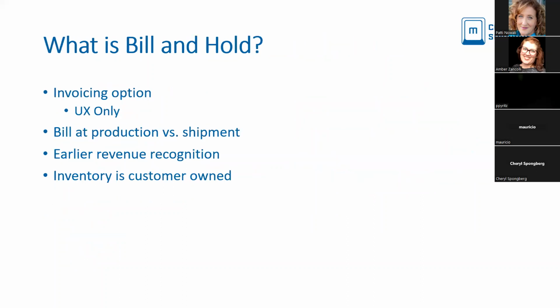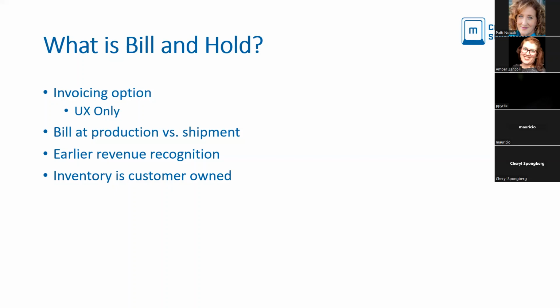All right, let's start by defining what Bill and Hold is. Bill and Hold is an invoicing option in Plex UX. It allows you to bill your customers at the time of production instead of at the time of shipment. This allows for earlier revenue recognition ahead of shipping time. Your inventory that's produced becomes customer-owned at the time of invoicing and can then be held by the manufacturer for shipment based on agreed-upon terms.